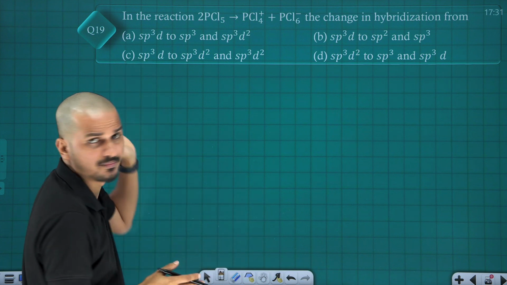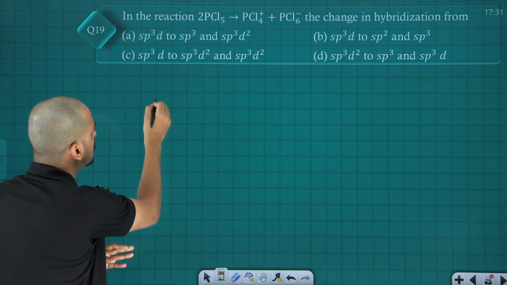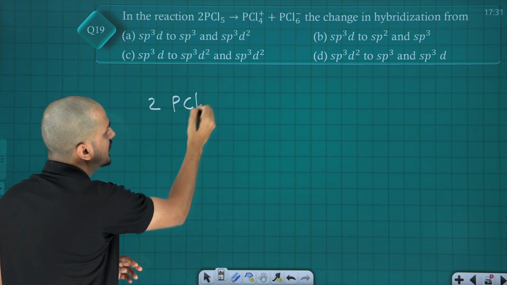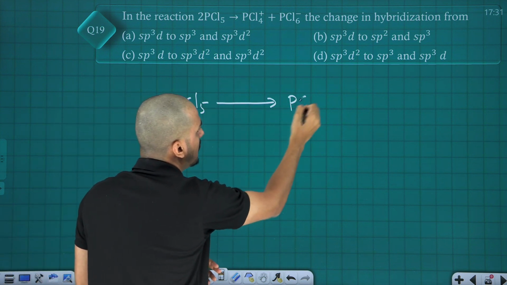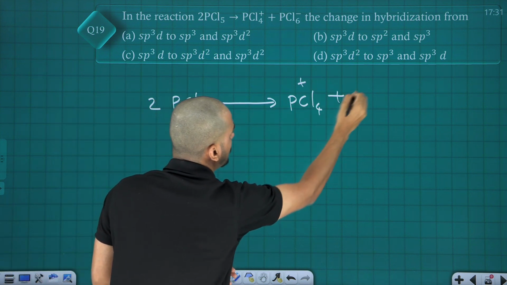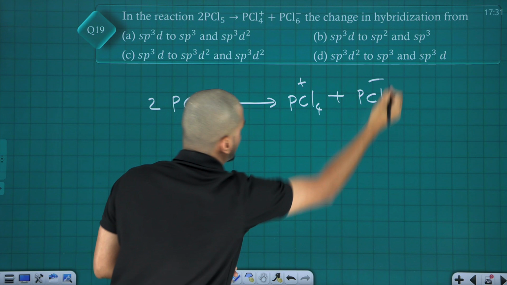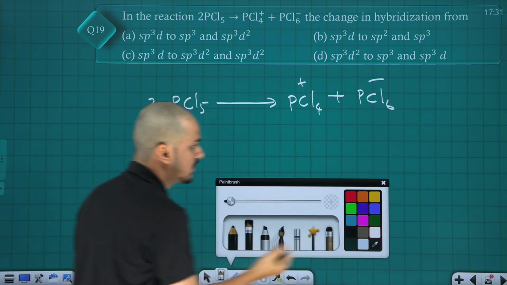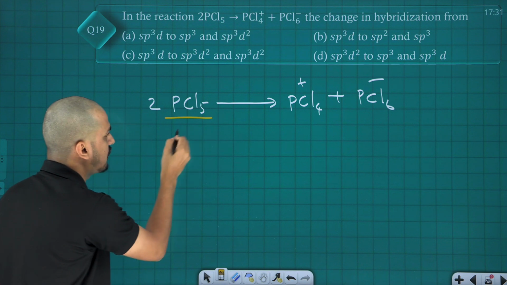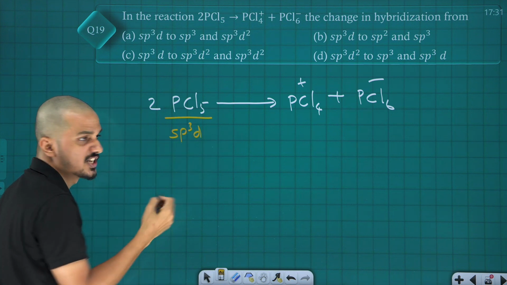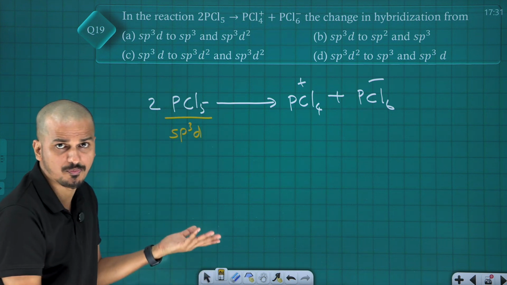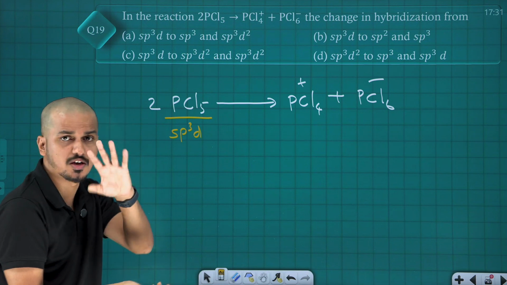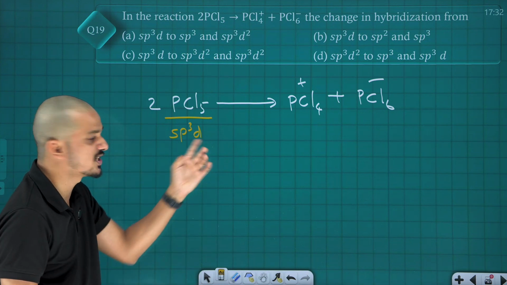What about the next one? In the reaction, you can see 2PCl5 becomes PCl4 plus and PCl6 minus. They are asking about the change in hybridization. We know the hybridization of PCl5 is sp3d, because we drew the structure of PCl5 already. Around phosphorus 5 bond pairs are there, 0 lone pair, so sp3d.